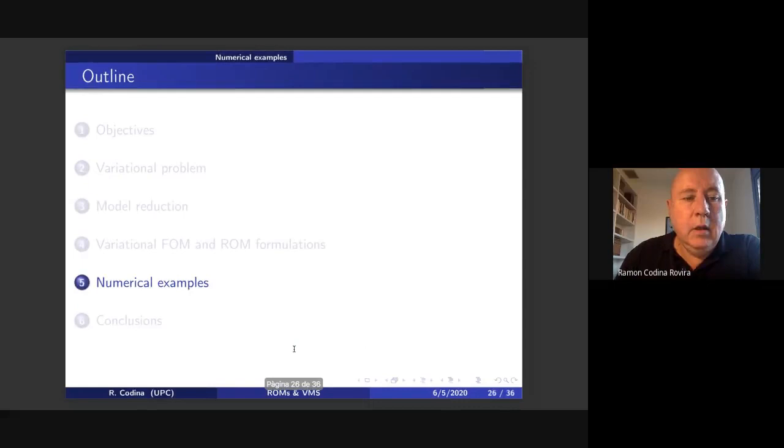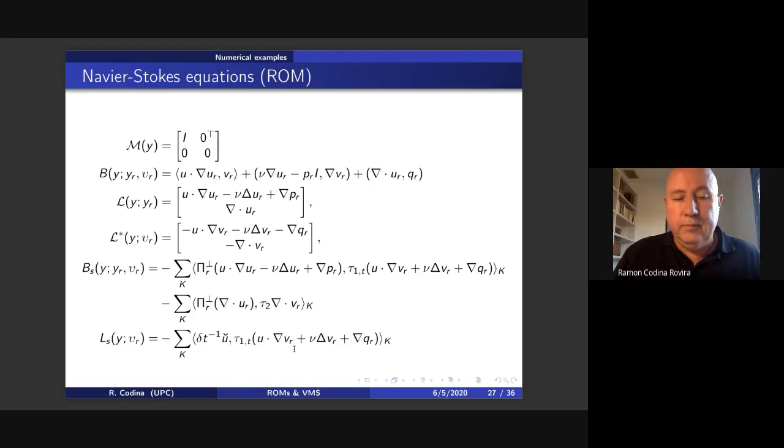Okay, so that's it. Section 3, model reduction, basic ideas about model reduction. Section 4, a variational multiscale for both the ROM and the FOM. And now let's see a couple of examples of how the method works. These examples are particularized to the incompressible Navier-Stokes equations. So those are the general operators that were introduced before, and in the particular case of incompressible Navier-Stokes they look like that. The unknown y is velocity and pressure, so we have the velocity u and the pressure p. And those are the rest of the terms. So let's see how that works.